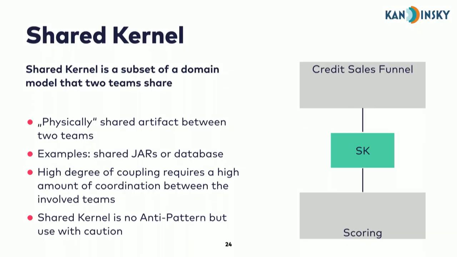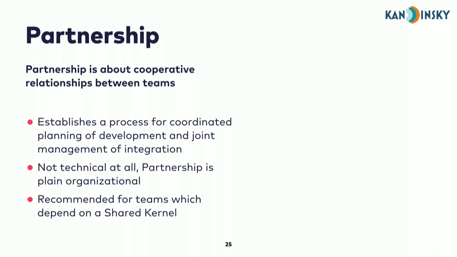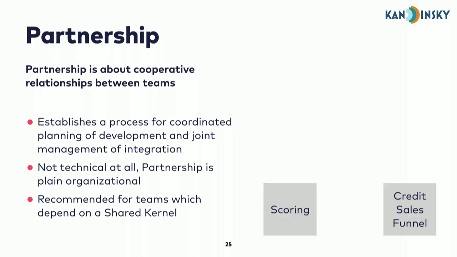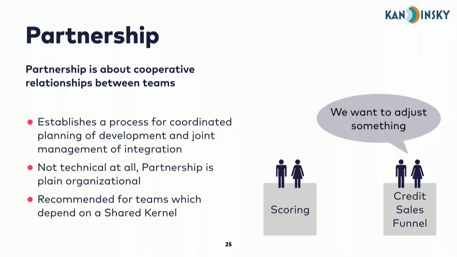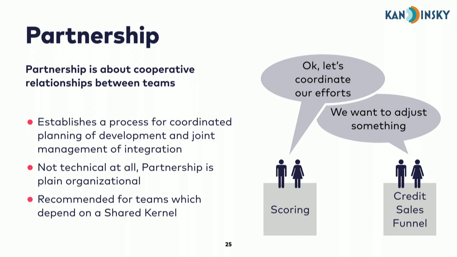When you have a shared kernel, those teams are mutually dependent. There's no way around it. And when you have mutually dependent teams, you want them to build a partnership. So they need to coordinate their efforts. When one team decides to change or adjust something, the other team says, OK, we need to coordinate those steps. We need to go step by step. It's hard to do independent releases of bounded contexts when you have a shared kernel. You need to coordinate the testing, the efforts, the rollout, and so on and so forth.